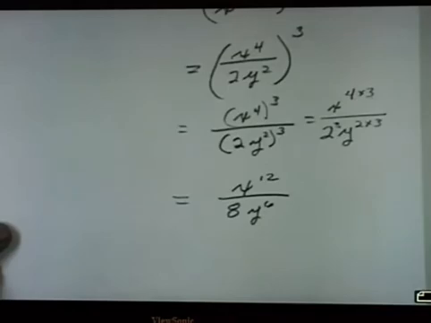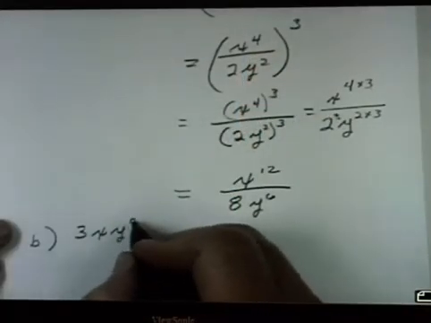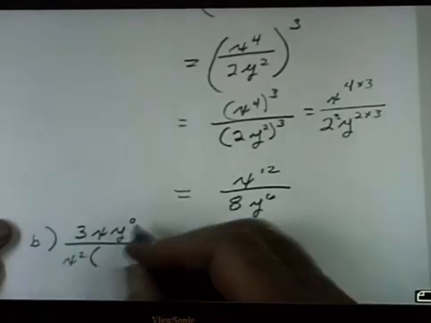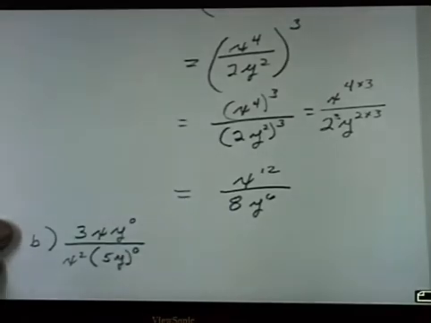Okay? And that's the end of part A. Part B, we have 3x y to the 0 power, over x squared, parentheses, 5y to the 0 power.